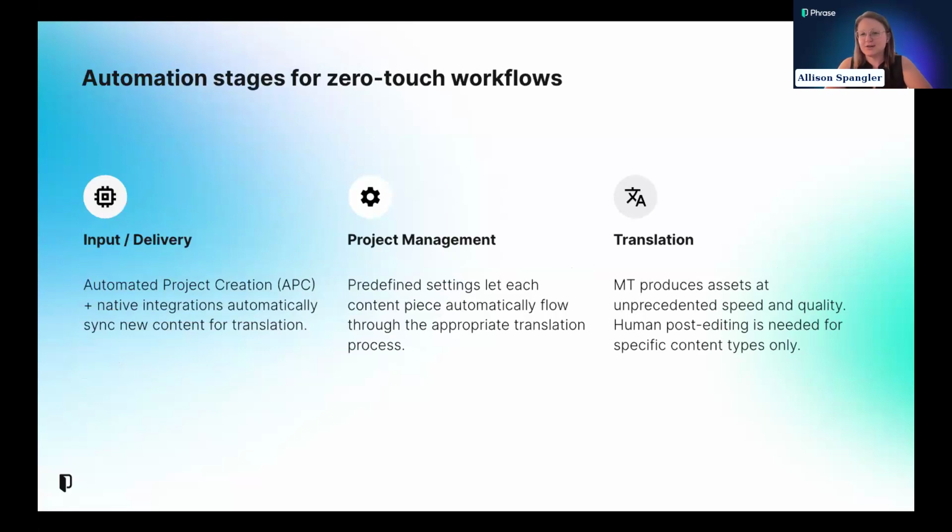And to create these zero-touch workflows, we're specifically looking to automate 3 elements of the localization process. The first is the input and delivery of content with APC and integrations. And this delivers a two-way sync that automatically detects when changes are made to content in your repository. The second element that we want to automate is project management of the localization process. And we can do that with predefined settings so that your content automatically flows through a specific workflow. And then finally, we want to automate the translation itself.